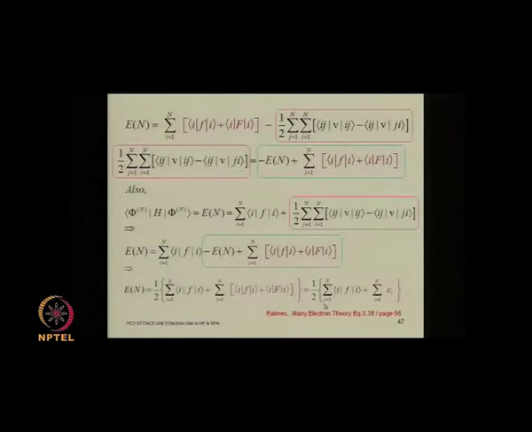It is half of the sum over I going from 1 through n of the matrix element of the one electron operator f, plus the sum over I going from 1 through capital N of these Lagrange multipliers of the Hartree-Fock theory.